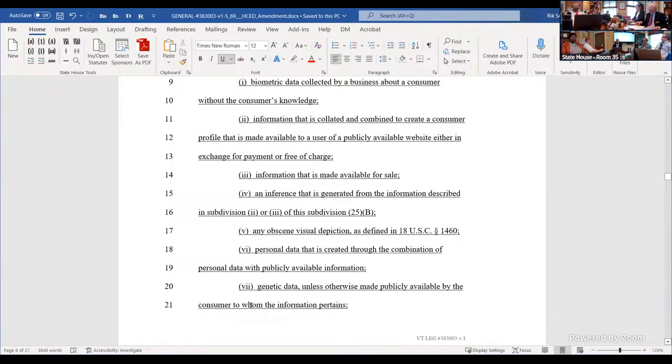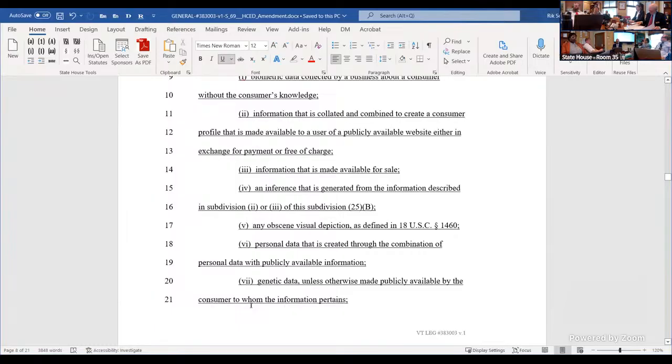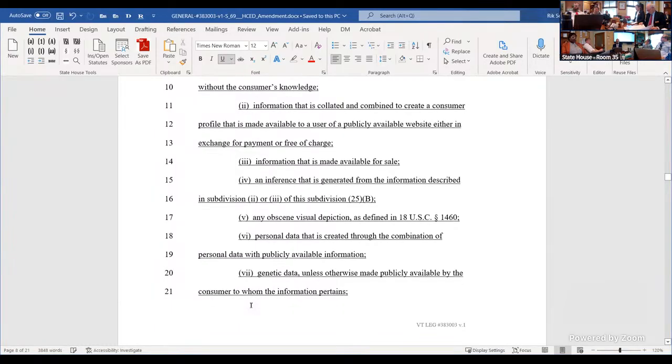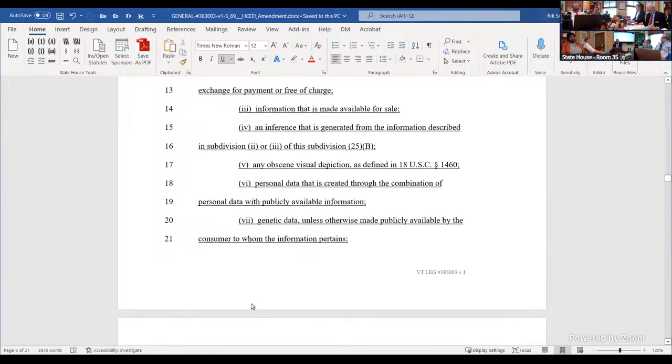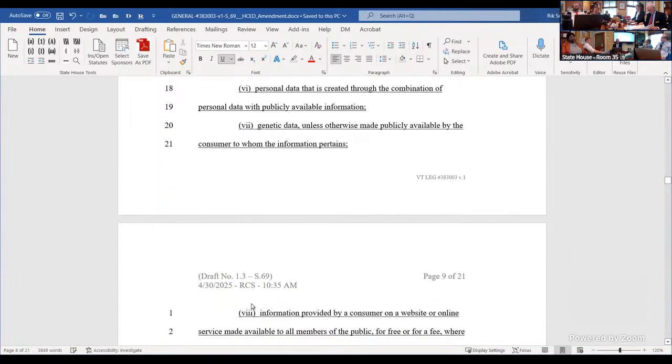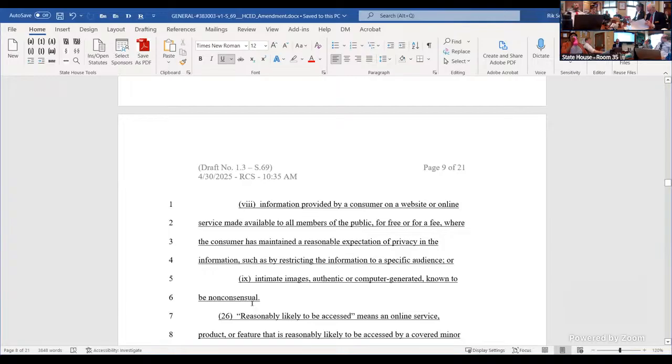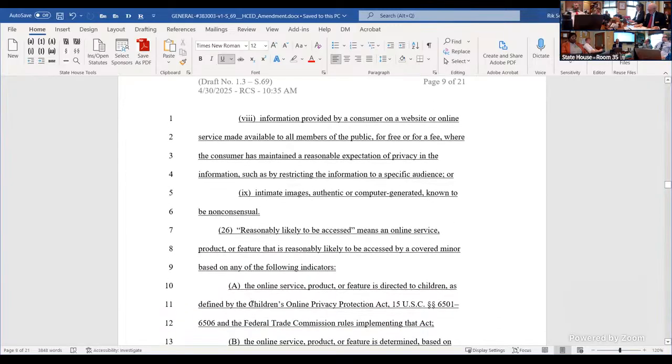information made available for sale, an inference generated from the previous two subdivisions, any obscene visual depiction as defined in federal law, personal data that is created through the combination of personal data with publicly available information, genetic data, unless otherwise made publicly available by the consumer, information provided by a consumer on a website or online service made available to all members of the public for free or for a fee, where the consumer has maintained a reasonable expectation of privacy in the information, such as by restricting the information to a specific audience, or intimate images, authentic or computer generated, known to be non-consensual.